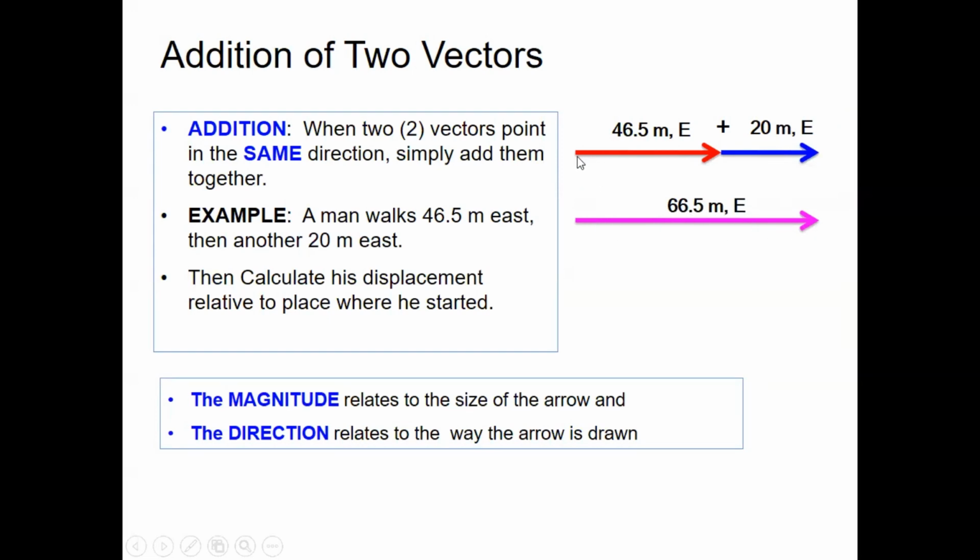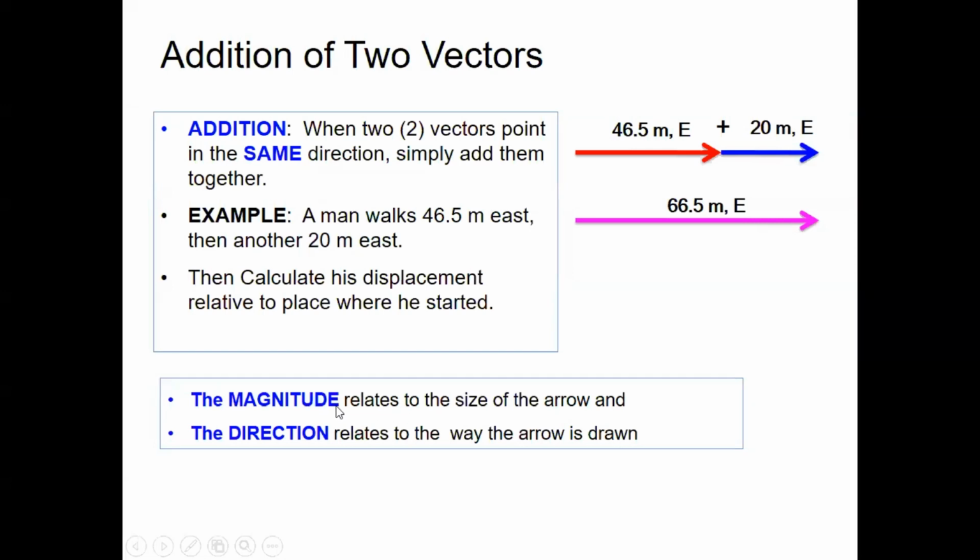So this is a vector showing 46.5 meters and the direction is east. This is another blue colored vector which is 20 meters towards east. So both vectors, when they are added, they are in the same direction, so simply we add them, we get 66.5. So addition of vectors is very easy if they are in the same direction.